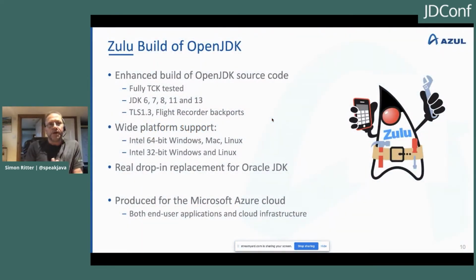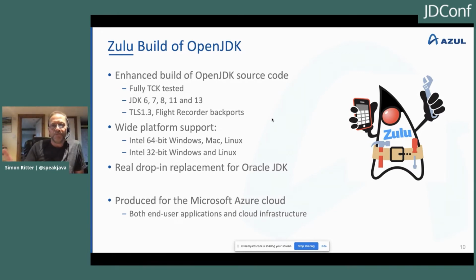What we do at Azul is we take the OpenJDK source code and we create what we call a slightly enhanced build of that. Now, again, very, very important is that even though it is a slightly enhanced build of OpenJDK, it is fully TCK tested, and we ensure that it passed all those tests. So you've got this high level of confidence that if you want to move from a different distribution to Zulu, then there's no need to change any of your application code. There's no need to recompile your code. There's no need to worry about things behaving differently.